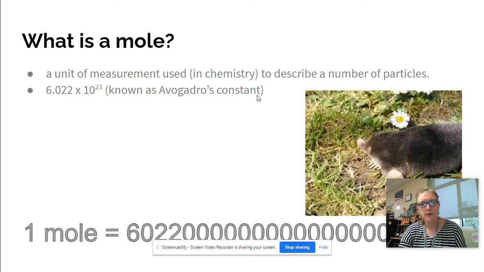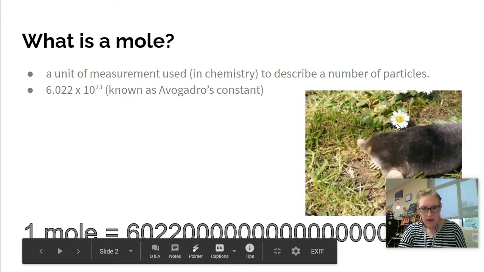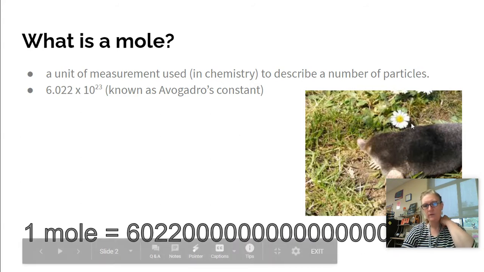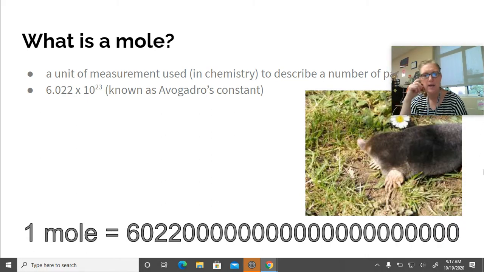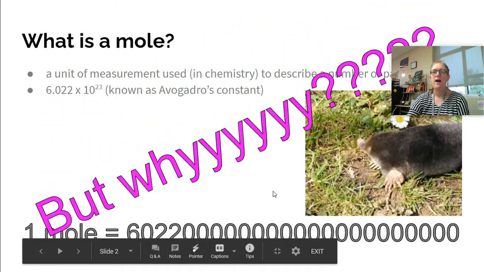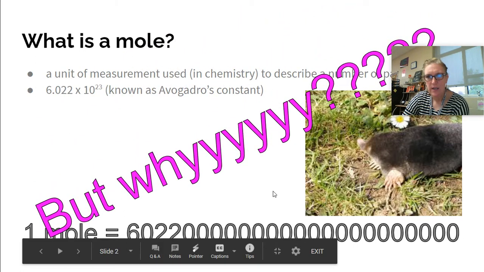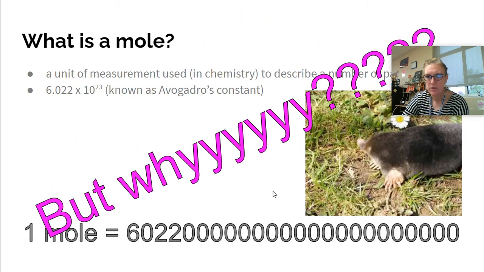This number is large. It's extremely large. Let's see. 1 mole is equivalent to 6.022 and then like 20 more digits after it. It's a 6 with 20 digits after it. And why? Why in the world do you need a number that large?